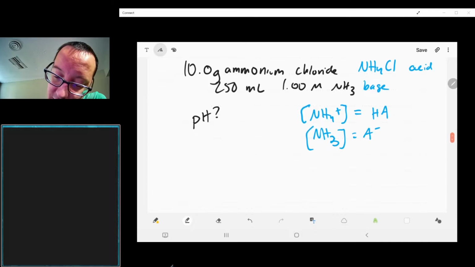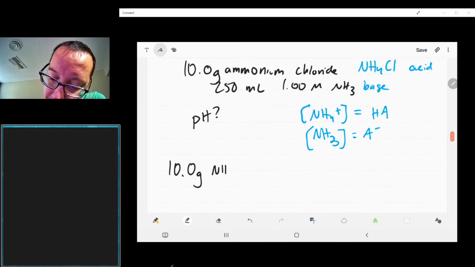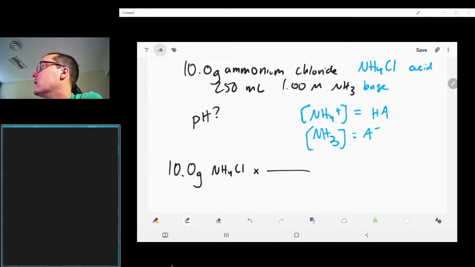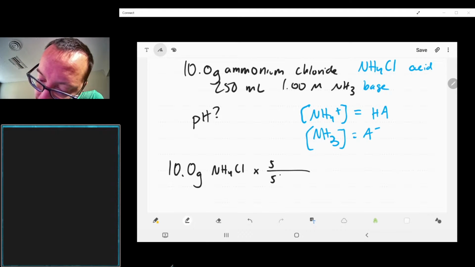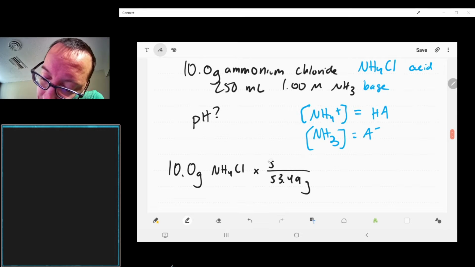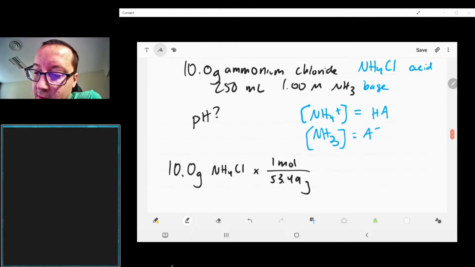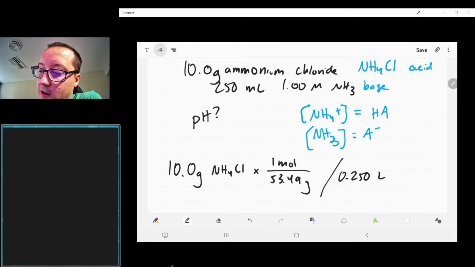So if we have 10 grams of ammonium chloride, we need it in concentration, right? So we're going to need moles for this. So we're going to want to use our molar mass. Let's go ahead and look it up. NH4Cl. Molar mass is 53.49. And once we have moles, we can divide all of this by 0.25 liters to get our concentration.